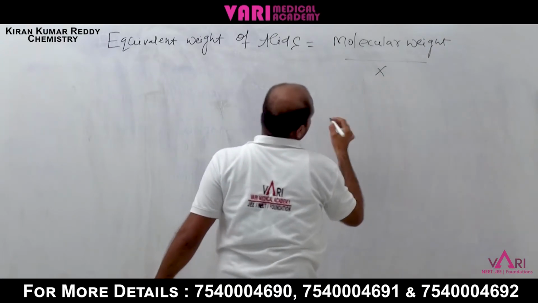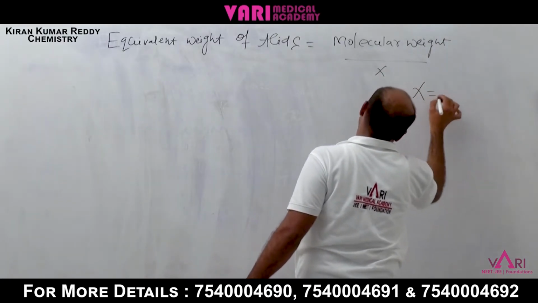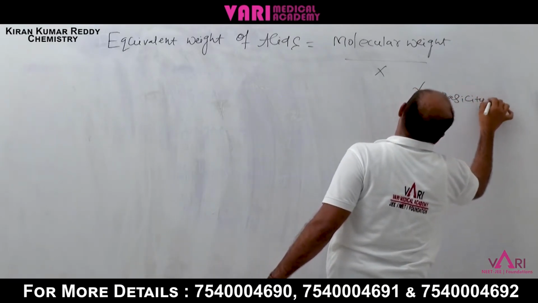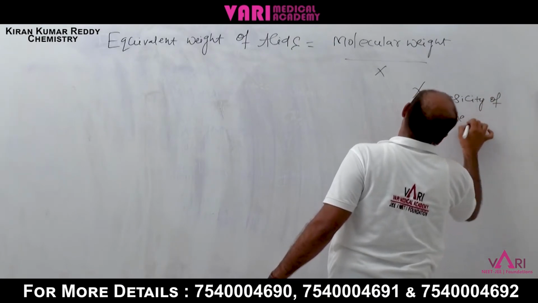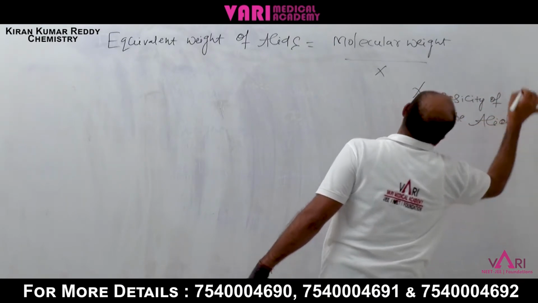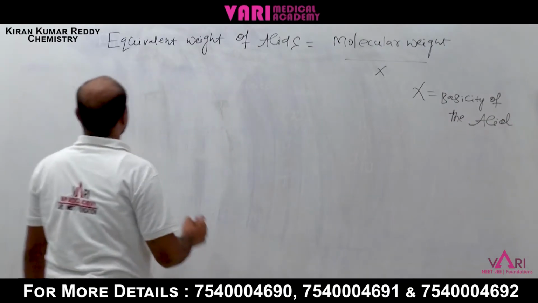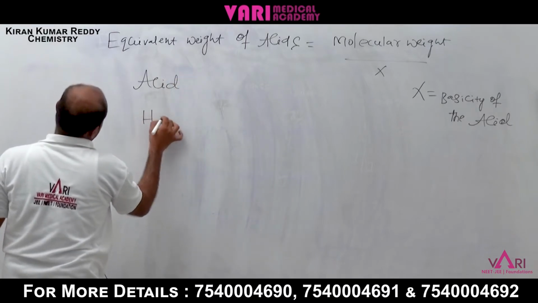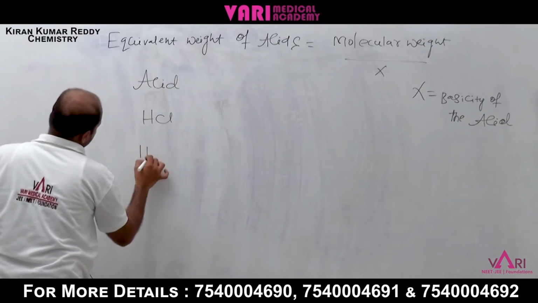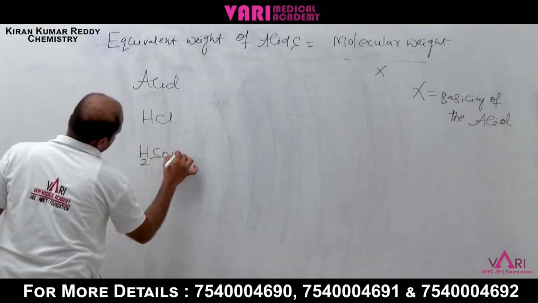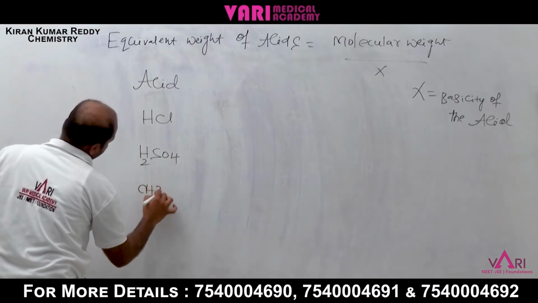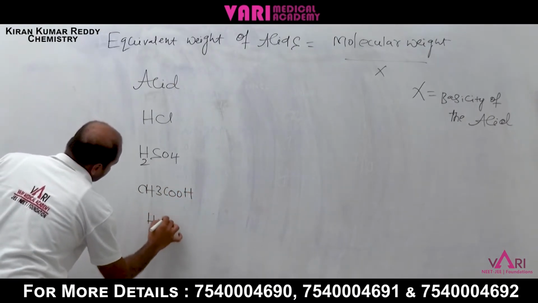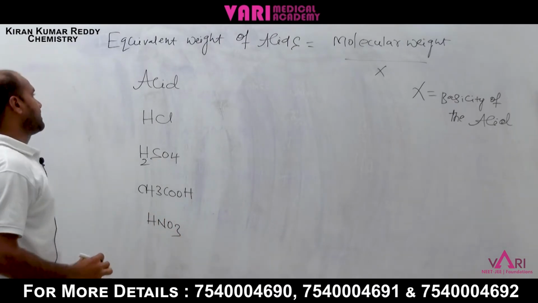Here X is equal to valency factor, X is equal to basicity of the acid. If I am taking acids, HCl is one of the acids. Next one is H2SO4. Next one acetic acid. Next one is HNO3. These are the acids I am taking.